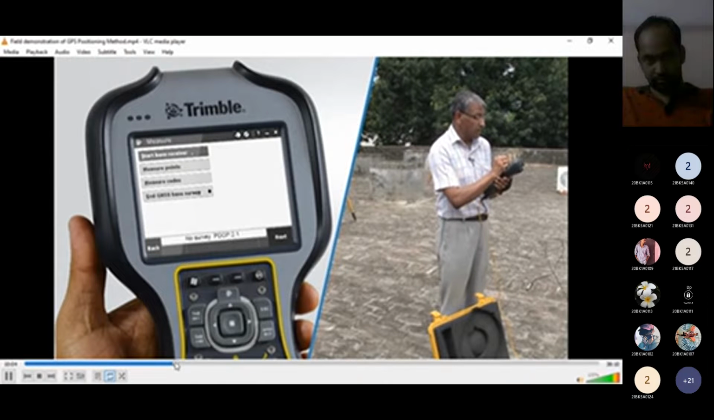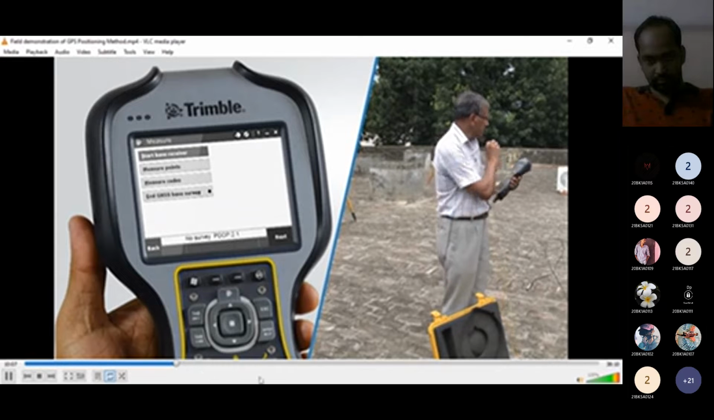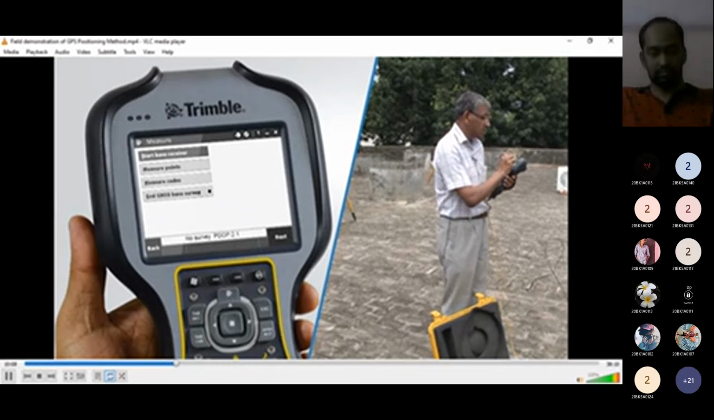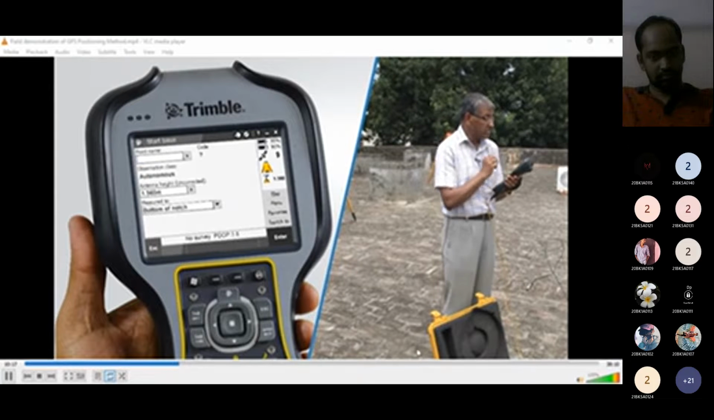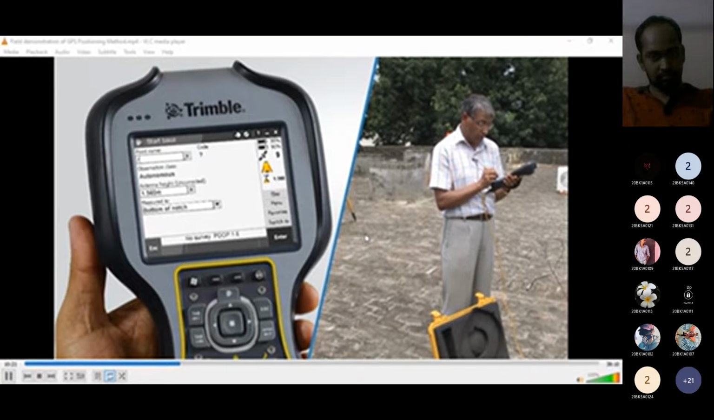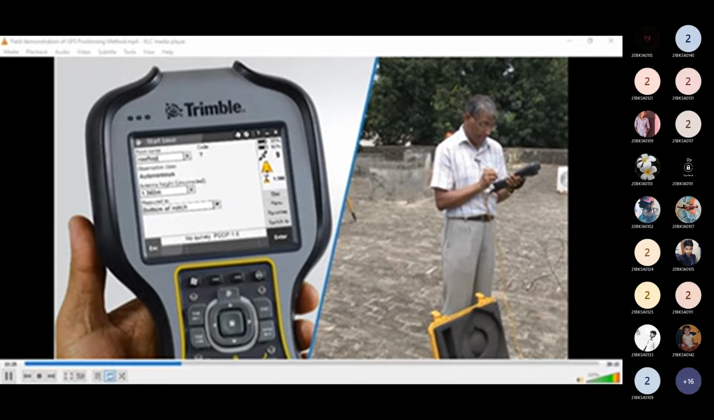Now start base receiver. Since this is the reference station, it is also called the base receiver, so we are starting the base receiver, and we can give a name to this point. Let us say this is our reference point, so rooftop reference. So this is the name given to it.